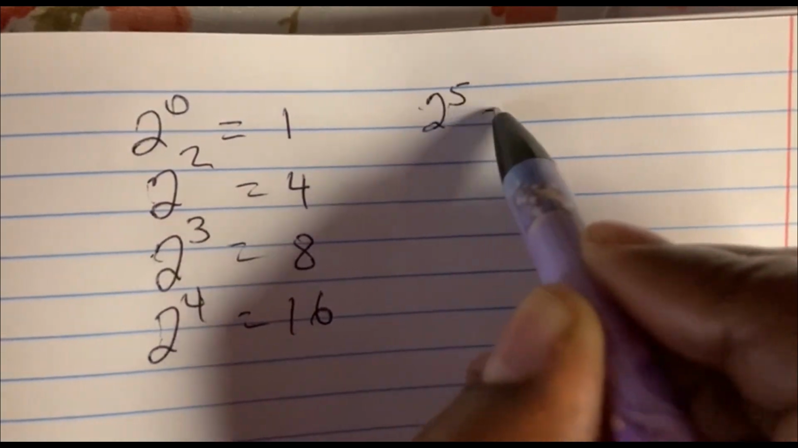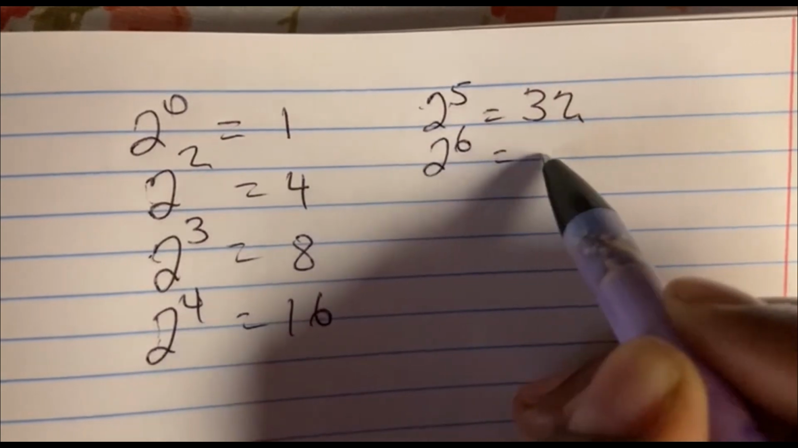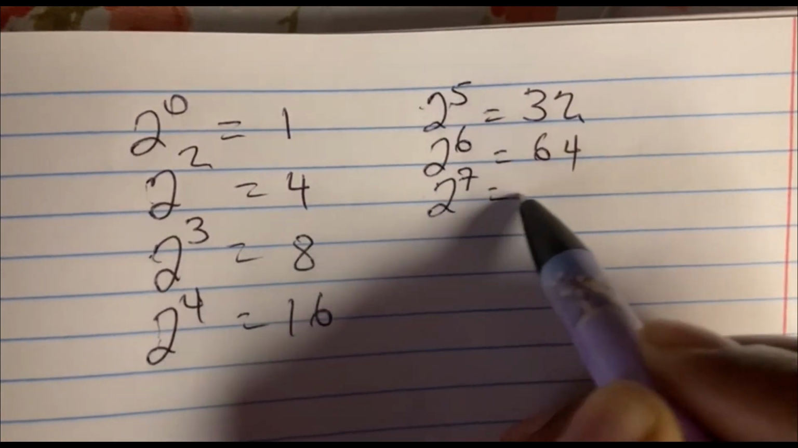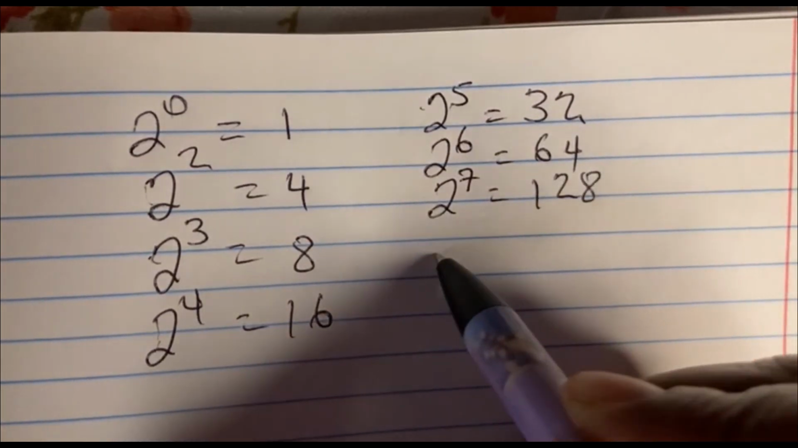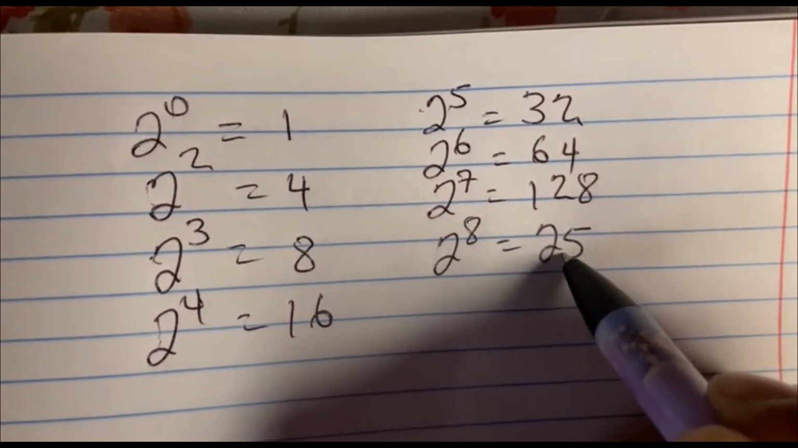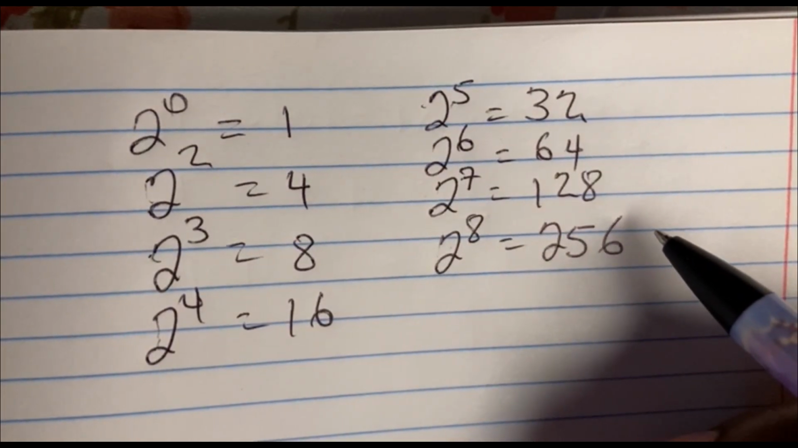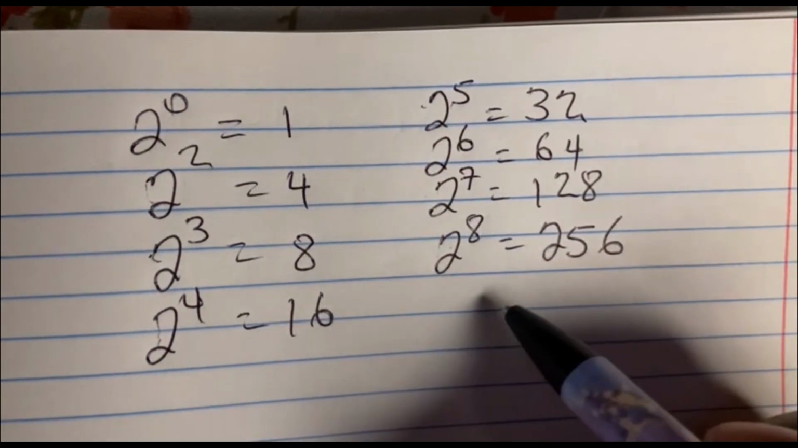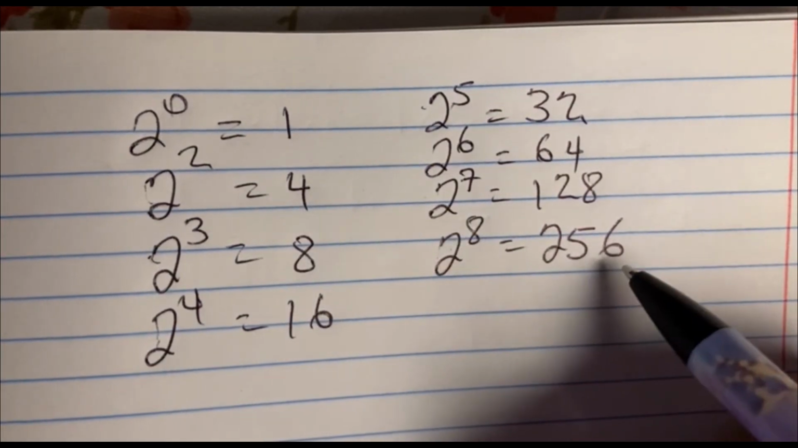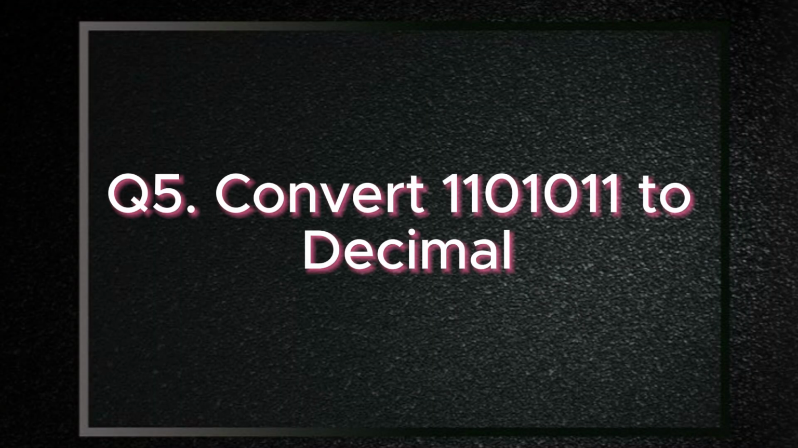To the power of 5, 32. To the power of 6, 64. To the power of 7, 128. And to the power of 8 is 256. That's enough, because you can continue to multiply by 2 every digit.